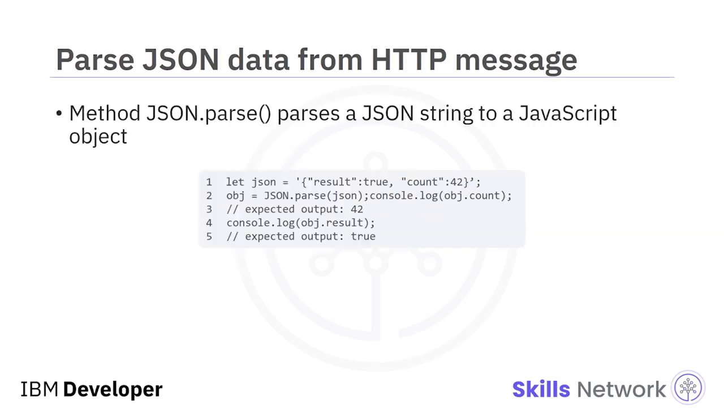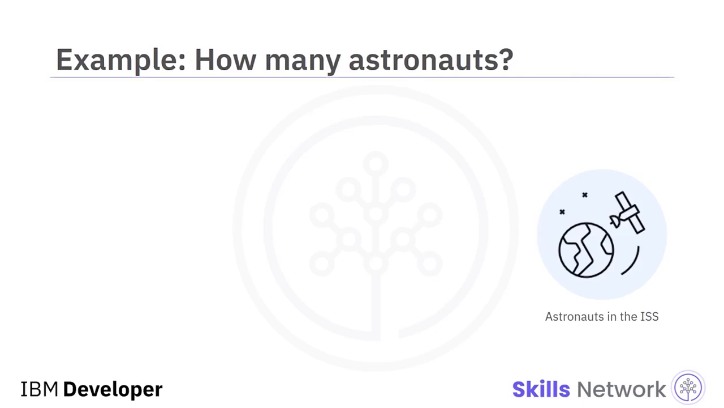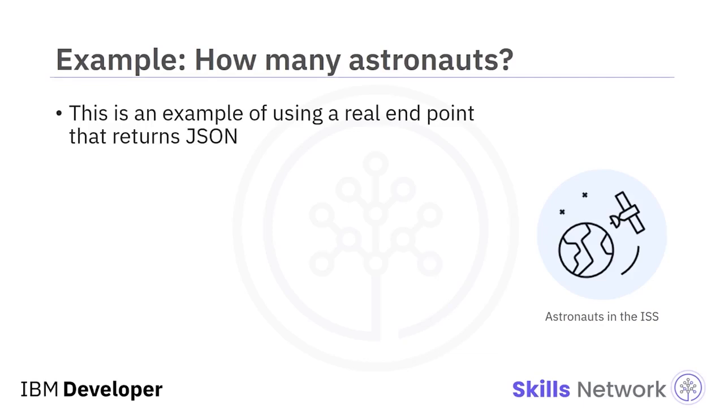To parse a JSON string to a JavaScript object, use method JSON.parse. Method JSON.stringify converts a JavaScript object to a JSON string. Now that you know what JSON is and two important methods that you can use to parse a string into JSON and also convert JSON into a string, let us see an example of using a real endpoint that returns JSON.